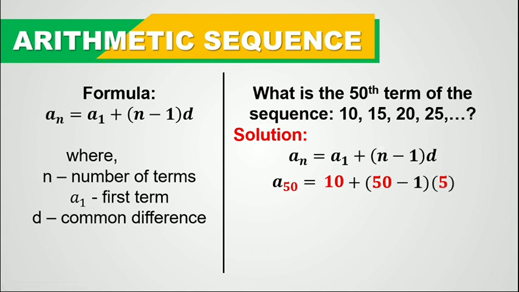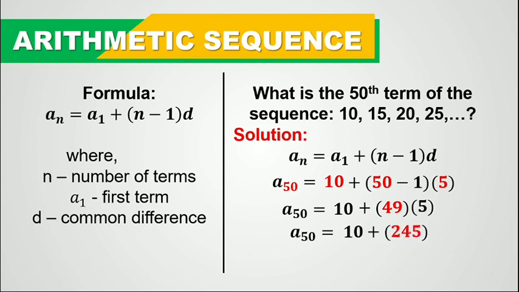And then, just simplify this further. So a sub 50 equals 10 plus 50 minus 1, that's 49, times 5. Let's simplify this further. So a sub 50 equals 10 plus 49 times 5, that's 245. Simplify this further. So a sub 50 equals 10 plus 245. That's 255. Therefore, a sub 50 equals 255. And this is the answer for this particular example, alright?